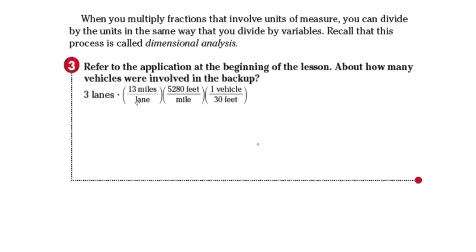So this is what we're asked to solve. 3 lanes, 13 miles per lane, 5,280 feet per mile. One vehicle is equal to 30 feet. So we use our cross canceling method. This lane unit cancels out with that lane unit. The mile unit cancels out with that mile unit. This feet unit cancels out with that feet. And we still continue cross canceling.